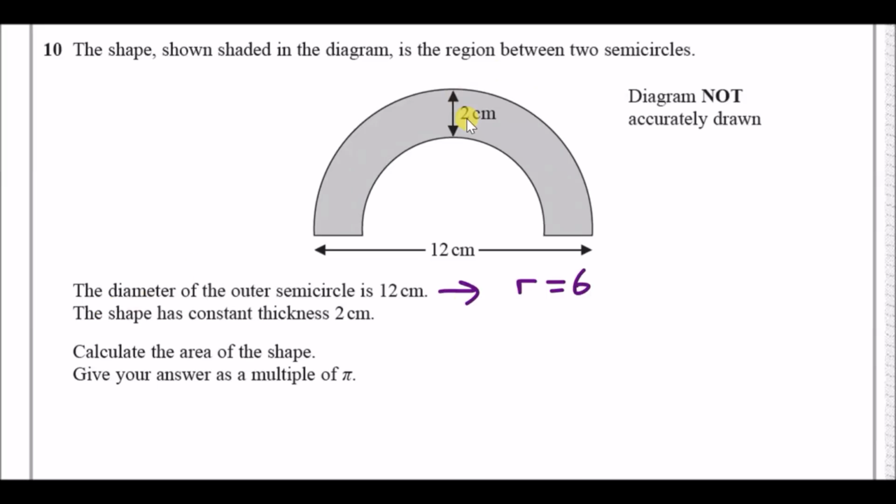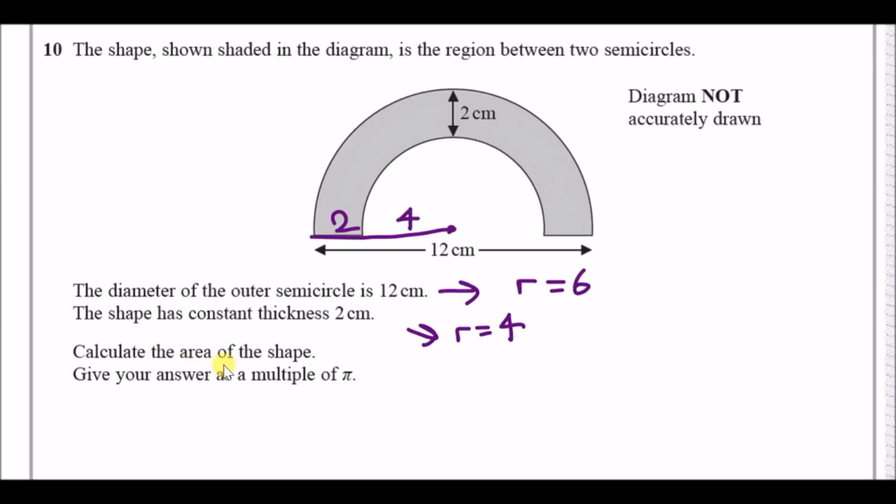Now, the next one's a bit interesting. The shape has a constant thickness of 2 centimeters. Notice it's just this length here. Now, if we think about it, it's going to be 2 centimeters all the way around. So essentially from the center, which would be here, if this whole thing is 6 and this part is 2, that means this gap here must be 4. So we actually have a white semicircle with radius 4. We're going to keep that in mind. The white bit will have a radius of 4.